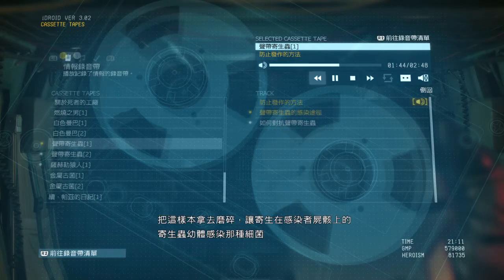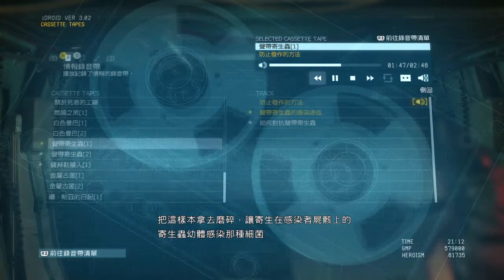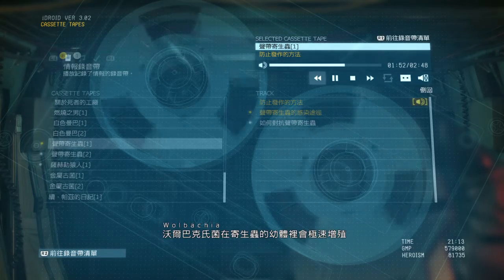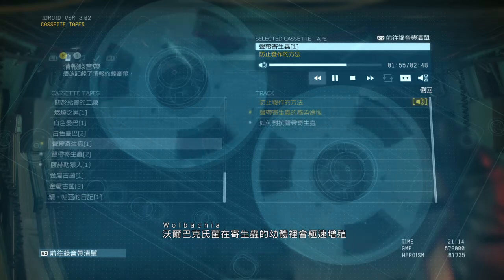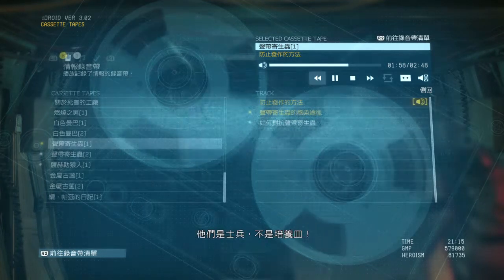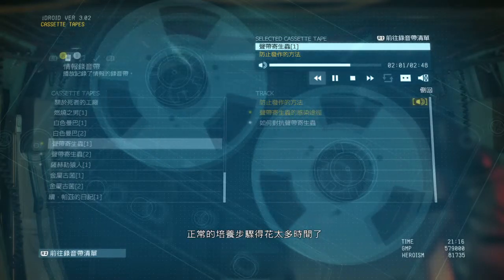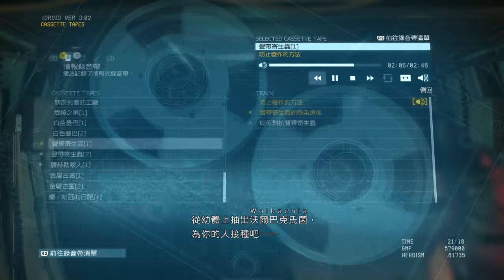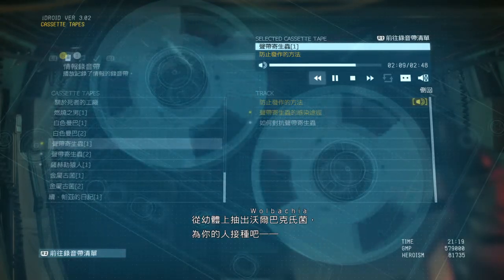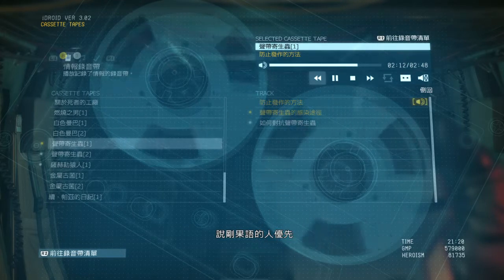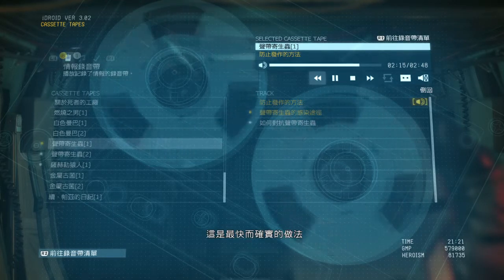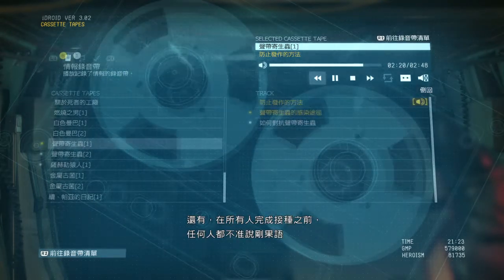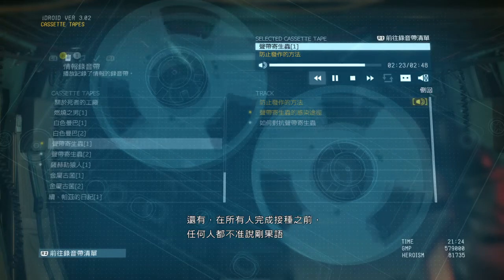Good. Take this sample, grind it to a pulp, and introduce it to the larvae now nesting in the dead. The Wolbachia will multiply rapidly within those larvae. They're soldiers, not some petri dish. Conventional cultivation methods will take too long. Extract the Wolbachia from those larvae and vaccinate your men. Kikongo speakers first. This is the fastest, surest way. No one is to speak a word of Kikongo until the Wolbachia are safely inside them.